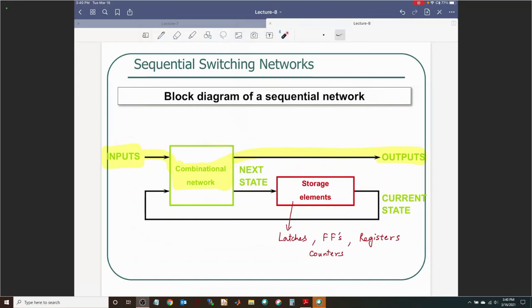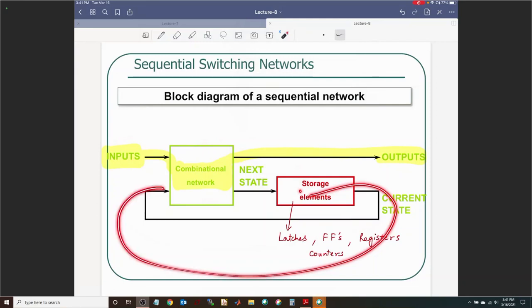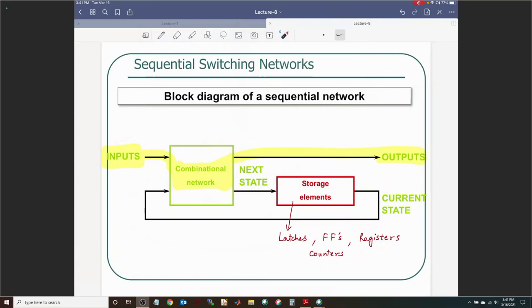Now what we are adding is, let us take some of the outputs of this combinational network. We are calling that next state. Maybe we are interested in storing them, but we are able to store them because we are connecting something in a feedback loop back into the combinational network. So you have next state and current state. You will hear this terminology several times. Next state and current state.